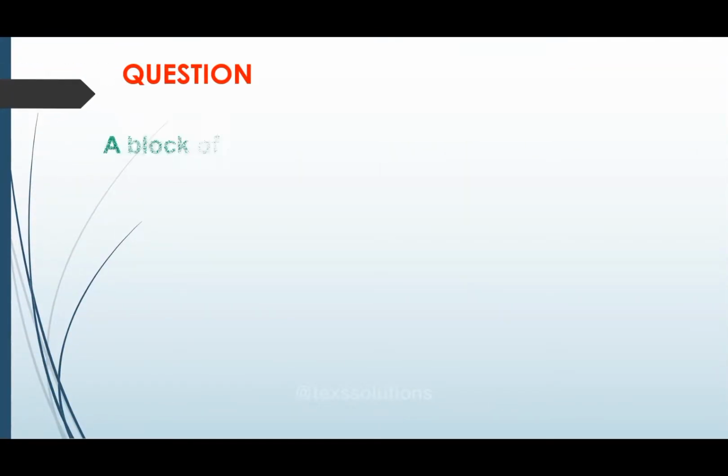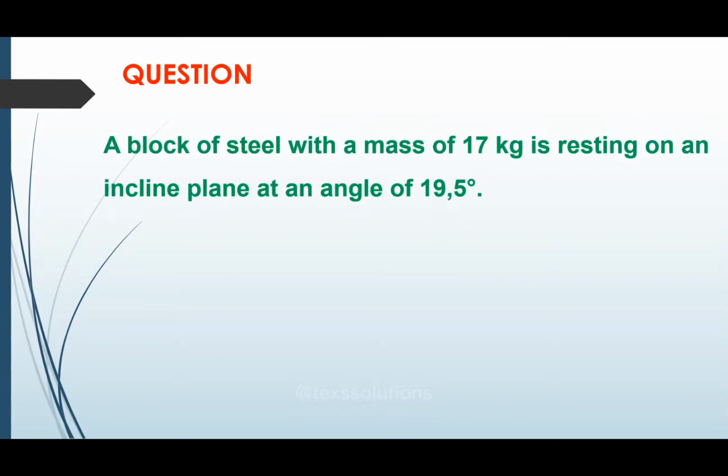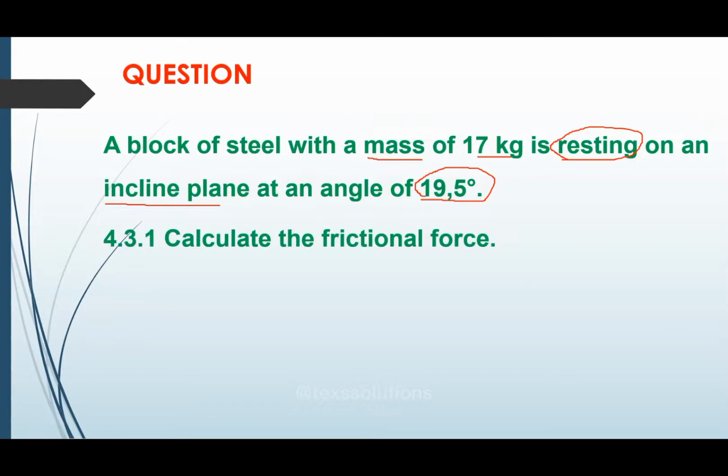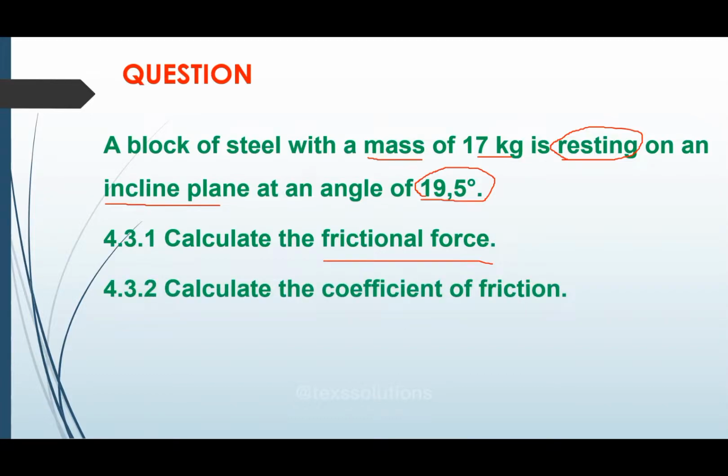Let's take a look at the question. The question reads as follows: we have a block of steel which has a mass of 17 kilograms. A very important keyword is resting on an inclined plane at an angle of 19.5 degrees. Calculate number 1, the frictional force, and number 2, the coefficient of friction. Let's take a look at the solutions.